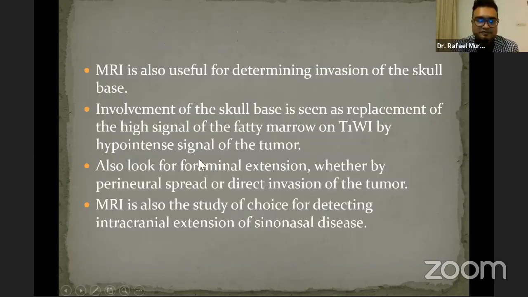Next slide, please. So MRI is also very useful for determining invasion of the skull base. Involvement of the skull base is seen as a replacement of the high signal of the fatty marrow on T1 weighted image by the hypointense signal of tumor. We should also look for foraminal extension, whether by perineural spread or direct invasion of the tumor. And MRI is also the study of choice for detecting the intracranial extension of sinonasal disease.